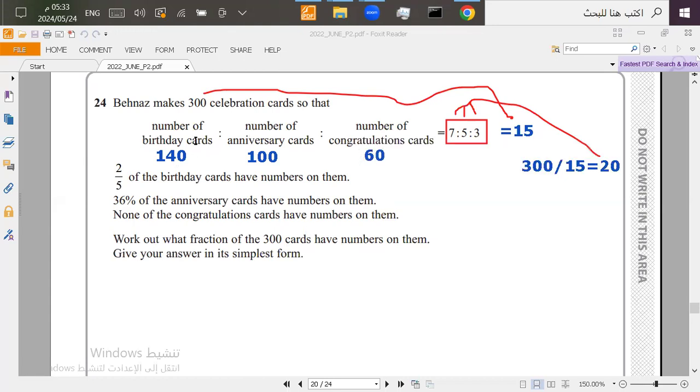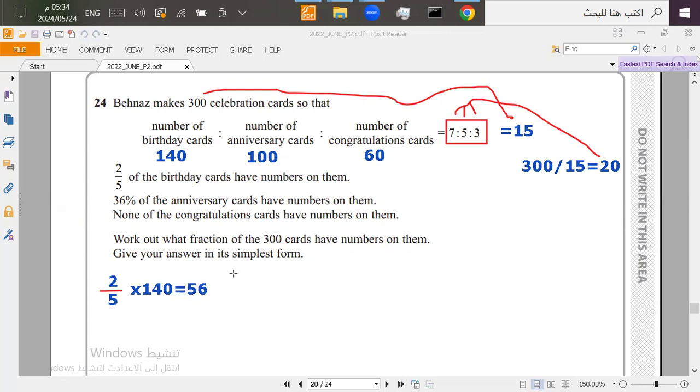Now I know how many cards we have in each group. Now I need the ones that have numbers on them. 2 out of 5 of the birthday cards have numbers on them. These are the birthday cards, so I'm going to take this fraction and multiply it by 140. So 2 over 5 times 140, and the answer is 56. These are the first ones that have numbers on them, from the birthday cards.